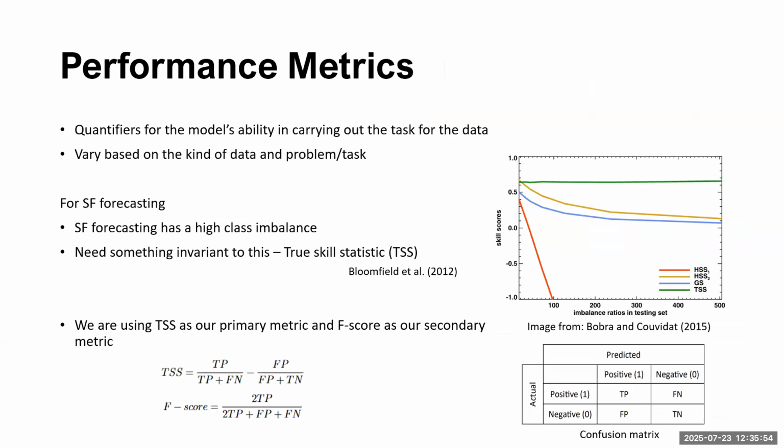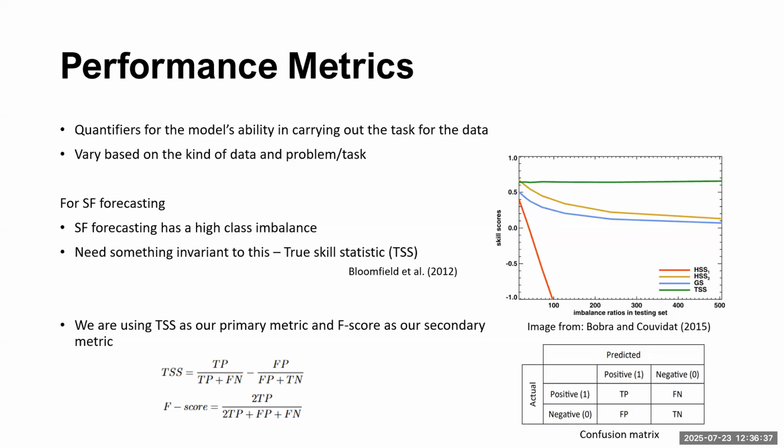Now, once you have any model, you need to evaluate whether the model is performing well, and you have the performance metrics for that. These performance metrics are defined based on the type of data that you're using and the kind of task that you want to achieve, or the problem itself. In solar flare forecasting, there is this problem of high class imbalance. What this means is that we have way fewer examples for the positive class compared to the negative class. For example, one of my data sets has only approximately 4% samples belonging to the positive class.